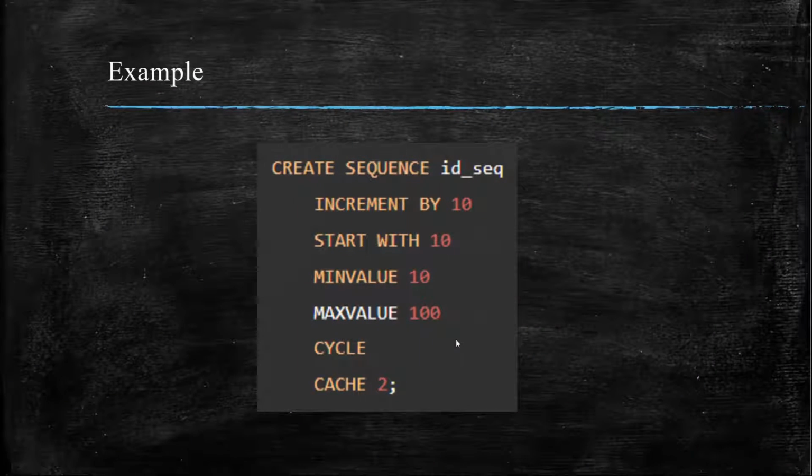Let's see an example now. So we got a sequence called IDSeq, and the interval between the values is 10. It's gonna start by 10, and the minimum value again is 10. The maximum value is 100. It's gonna cycle, and our cache is 2.